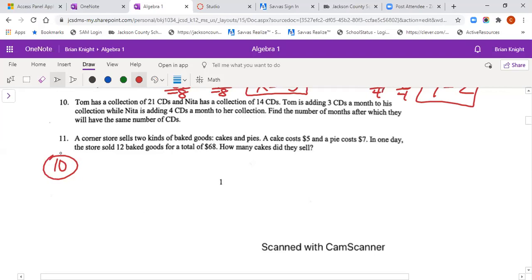So obviously we're going to have to make how many equations? 2. We've got who are the 2 people that have CDs? Tom and Nita. So Tom has how many to begin with? 21. And he's gaining how many per day? Or per month, excuse me. So 3M for month. All right. Nita, she's got how many to start off with? 14, but she's gaining 4 a month. Okay. What do I do to figure out how many months they got to do to have the same number?